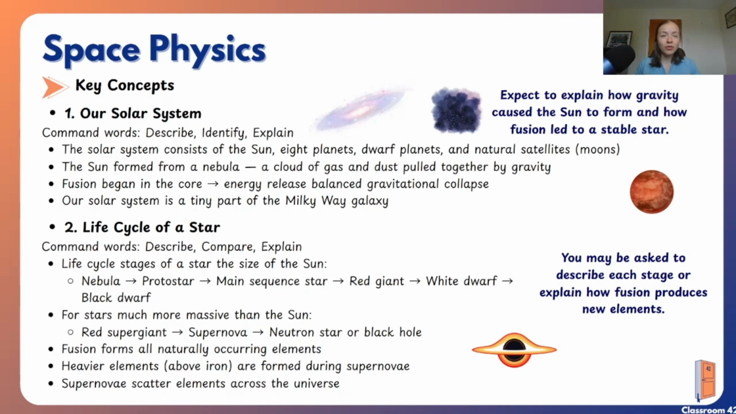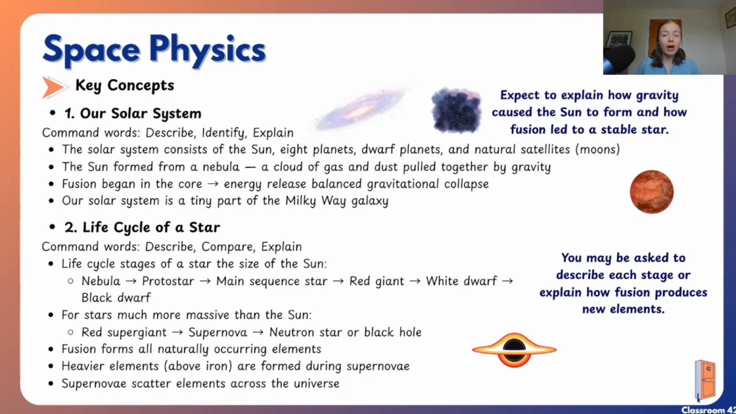And then the second part of this unit is describing the life cycle of a star. So you need to be able to describe and explain all the life cycle stages such as the nebula, the protostar, the main sequence star, the red giant, the white dwarf, and the black dwarf. And for stars much more massive than our sun, they also become a red supergiant, undergo a supernova, and then become a neutron star or a black hole.